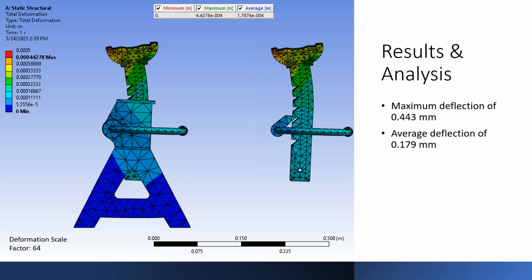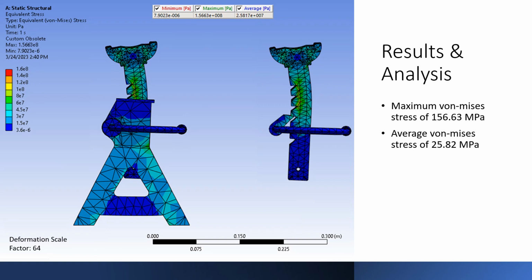The maximum deflection found in our model with a 29,420 Newton force is 0.443 millimeters. As you can see on the plot, this maximum was located at the top left region of the jackstand assembly. The average deflection throughout is 0.179 millimeters. A constant deformation scale of 64 was used throughout our results.